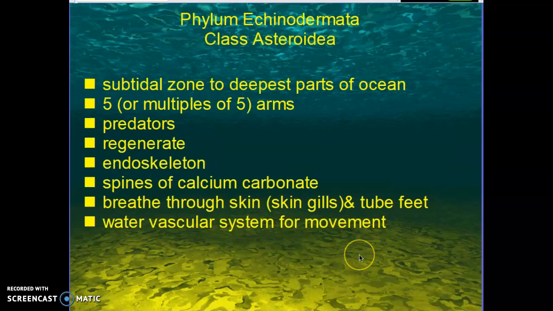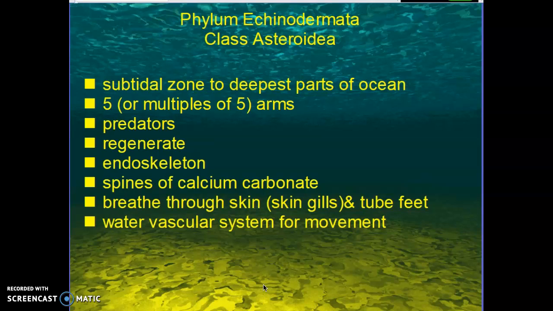Okay, so the first group are the sea stars, and they're in the class Asteroidea, so it's pretty easy to remember that. They're in the subtidal zone, but they can also be in the deepest parts of the ocean. But remember, they're benthic. They hang out on the bottom. They have 5 arms, or some have multiples of 5. I'll show you some pictures in just a second. They are all predators, and sometimes they will scavenge on things that are dead or dying.